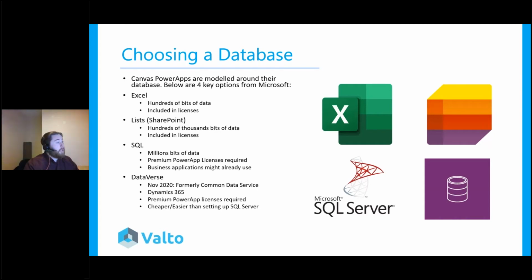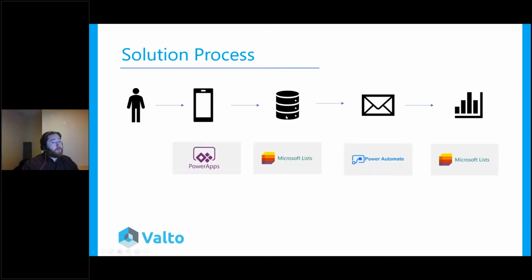So the scenario is loading up the app on a mobile phone via the PowerApps app, which is then going to be filling out a form. Once that form is submitted, it will be stored inside of Microsoft Lists, which in this case is acting as our database. And then we're going to automate the notification to somebody that a new incident has been reported by using Power Automate.